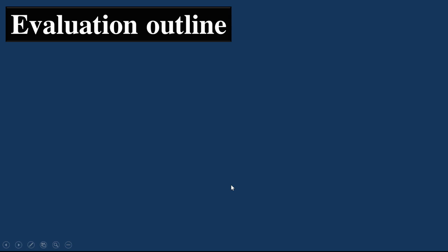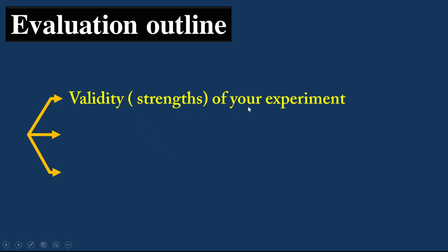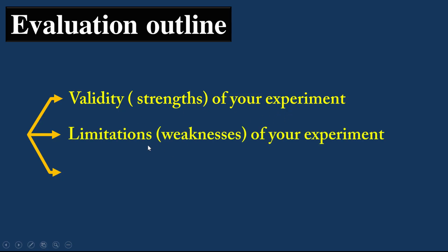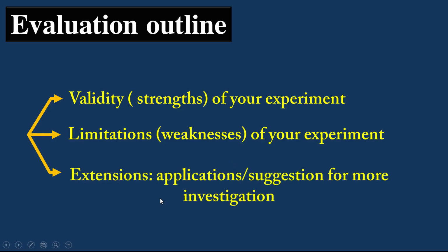How? Let me give you an outline. For evaluation, we can have an outline like this: validity, the strength of your experiment; limitations, the weaknesses of your experiment; and extensions, applications, and suggestions for more investigation. These are the things you should mention. Actually, let me go over them one by one in detail.